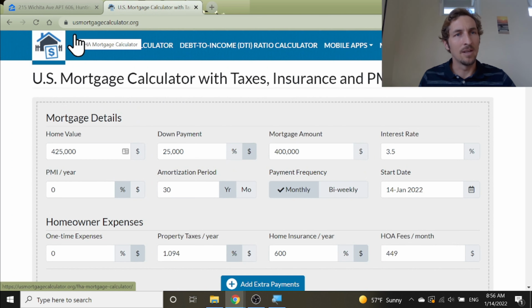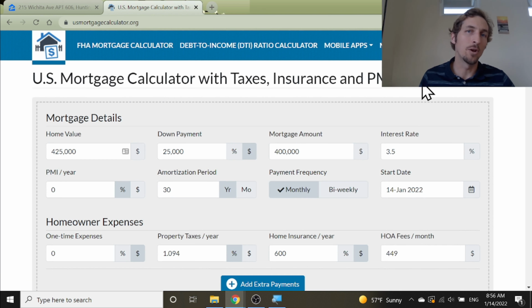This is my favorite. It's usmortgagecalculator.org. I like the way it breaks down the numbers for you. That $425,000 purchase price, we're going to plug that in here to the home value. Okay, this is where whatever you're considering, whether it's a $500,000 home, $1 million home, whatever it is, that's where this number goes. And here's your down payment.